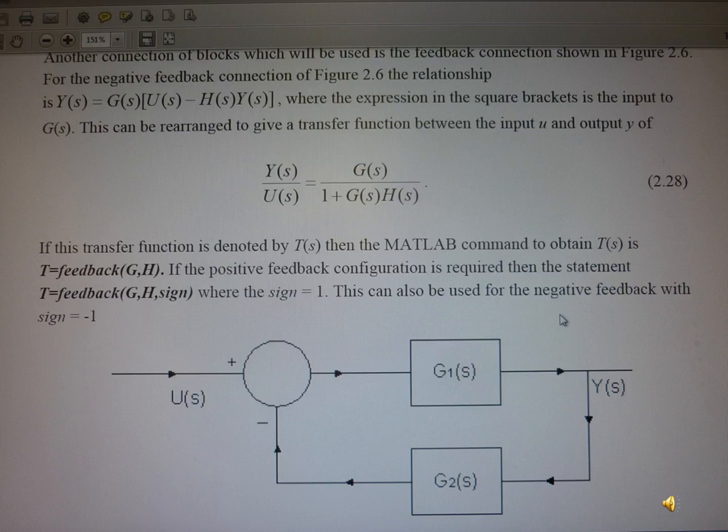Now, U(s) is the input and Y(s) is the output function, and the transfer function is G(s) divided by 1 plus G(s) multiplied by H(s). That is why the transfer function is T equals feedback(G, H), and for positive feedback, T equals feedback(G, H, psi). G1(s) gives the output Y(s), and G2(s) is the feedback function.